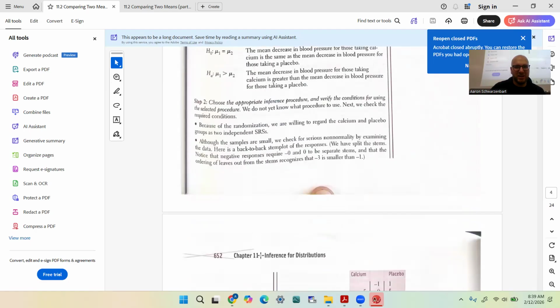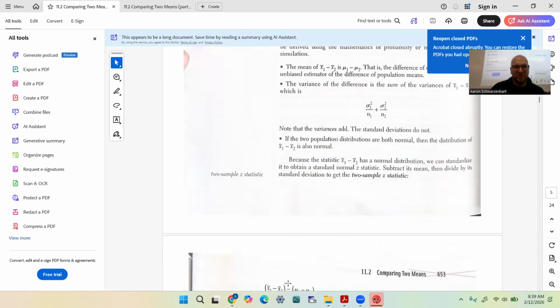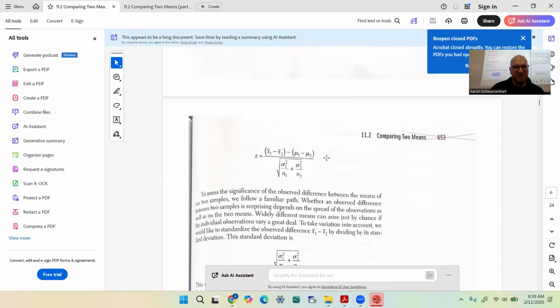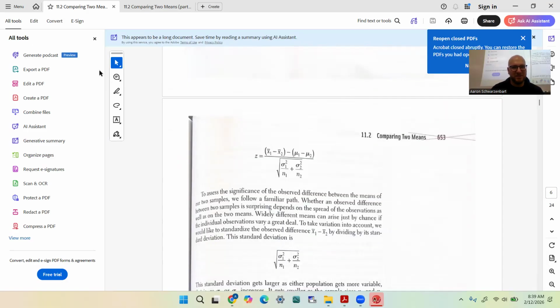So when you're looking at these formulas, and I'm not sure why they're giving us the Z formula instead of the T, the only difference here with T is usually mu1 minus mu2 is 0, but it's not guaranteed.